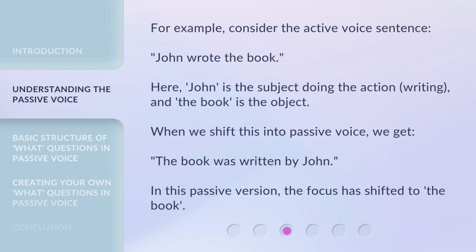For example, consider the active voice sentence: John wrote the book. Here, John is the subject doing the action, writing, and the book is the object. When we shift this into passive voice, we get: the book was written by John. In this passive version, the focus has shifted to the book.